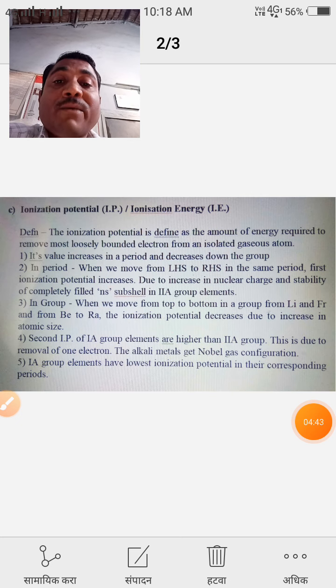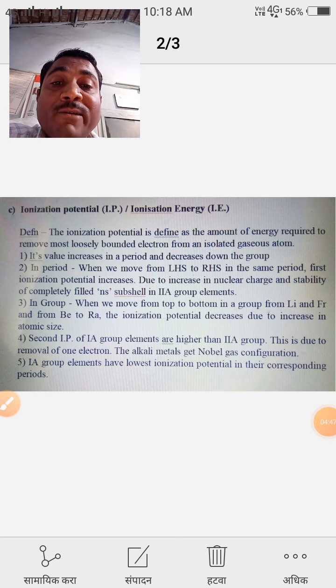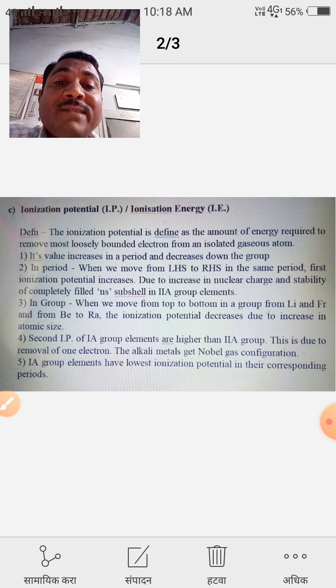Now the third point is the ionization potential. The short form of ionization potential is written there, I.P., and it is also called the ionization energy. The short form of this ionization energy is I.E. What is meant by the ionization potential? That means it is the potential required to ionize the compound.